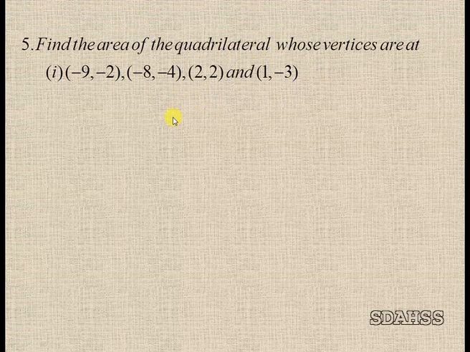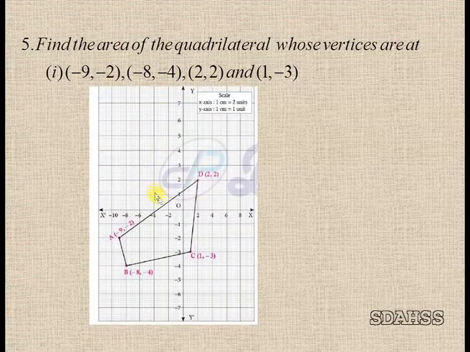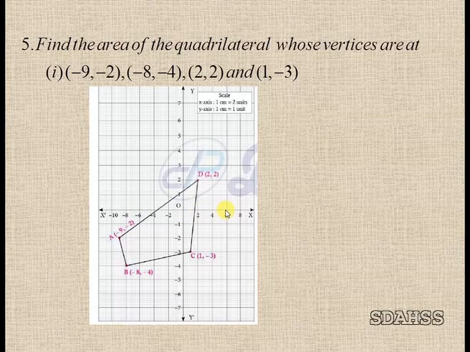First of all, you have to plot all the points in a graph. For that, draw horizontal and vertical lines, write the numbers on the lines, and then plot the 4 points. First point is (-9, -2), second one is (-8, -4), (1, -3), (2, 2). Plot all the points and join them.